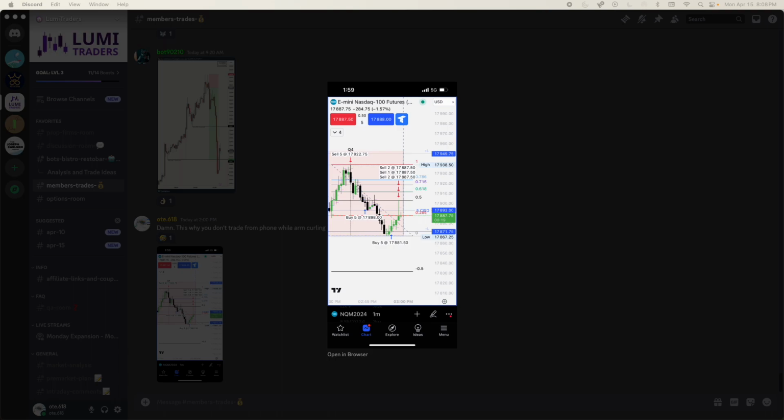Let's see. Oh, so we took the short in this one. Yeah. We took the short like way in here and then we went up. What are we getting at 922? 922.75 is right here. And how much drawdown did we experience? About 2 points. Not bad. Not bad at all.